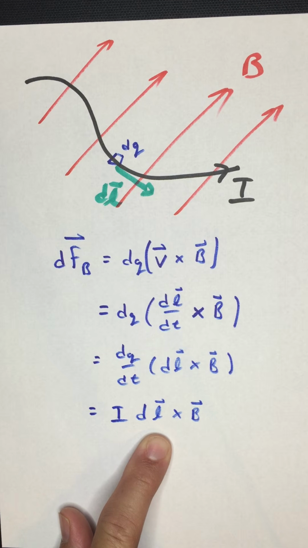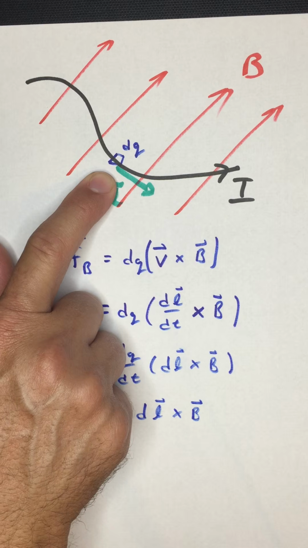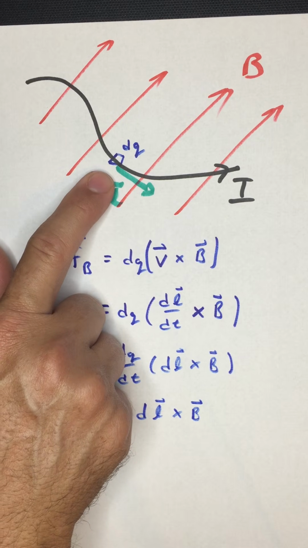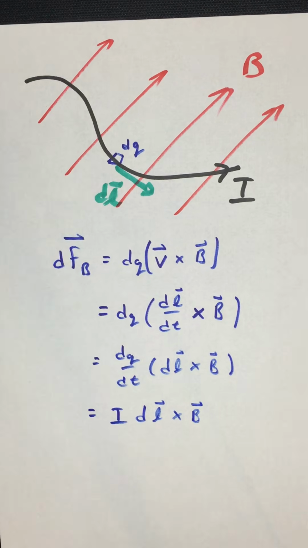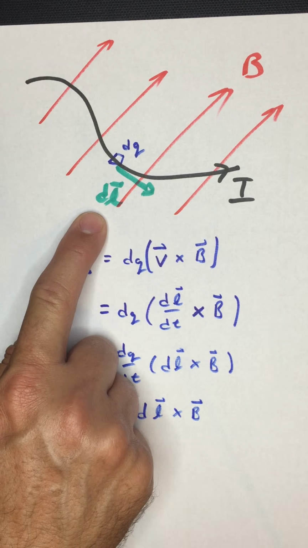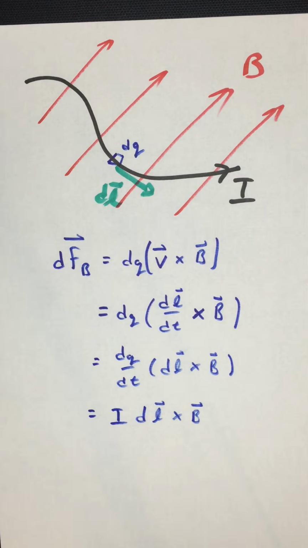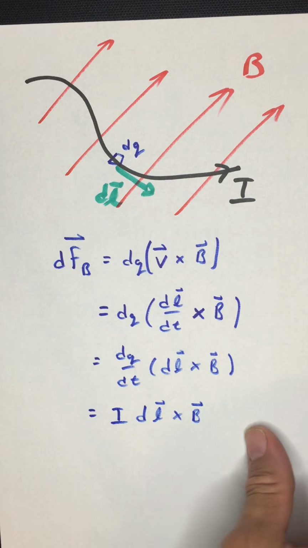But just to reiterate what I've done, what I've come up with is the differential force contribution of this differential charge element moving in this magnetic field, by using the differential displacement element that lies along the path over which the charge is moving. Okay, let's do a simple example.